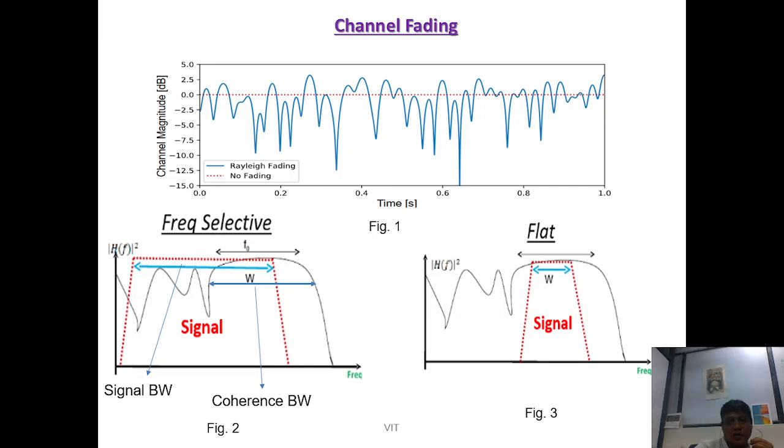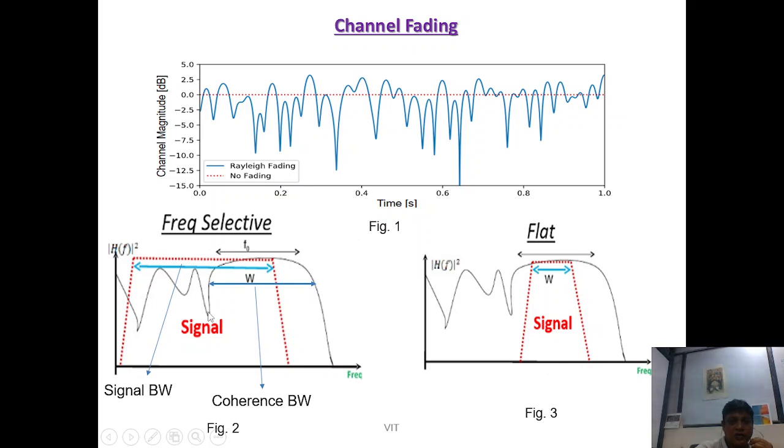That means each sample of the signal will face the same gain when it passes through this channel. So this is called the coherence bandwidth. The red dotted line is basically the signal bandwidth. If we compare these two, the signal bandwidth is greater than this coherence bandwidth.